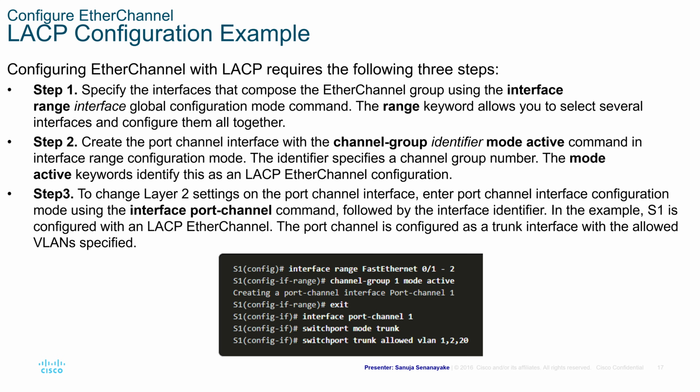So configuring EtherChannel with LACP requires the following steps. The very first step is to specify the interfaces that compose the EtherChannel group using the interface range command in global configuration mode. The range keyword allows you to select several interfaces and configure them all together. On Cisco switches, the interface range command allows you to configure more than one interface at a time.